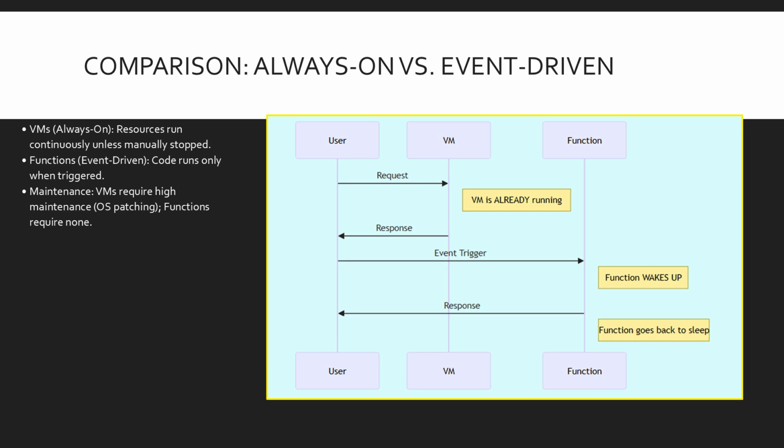This sequence diagram contrasts the two models. In the top sequence, when a user sends a request, the VM is already running and waiting. In the bottom sequence, when the user sends a trigger, the function wakes up to process it and then goes back to sleep. This visualizes the difference between dedicated capacity and on-demand execution.